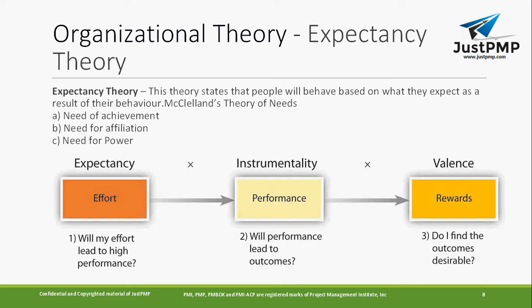Okay, and McClelland's theory of needs, where there is need for achievement, need for affiliation, and need for power. So this theory talks about how I want to achieve something, I want to get affiliated, and I want more power. So basically I'm expecting all those things. What are my expectations? I want to achieve something, like I want to become a PM or PMO or higher level.